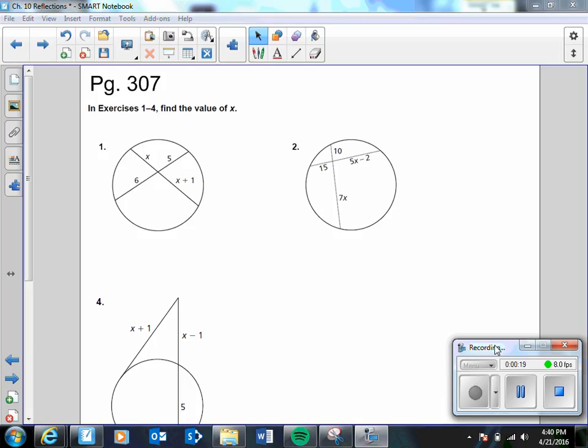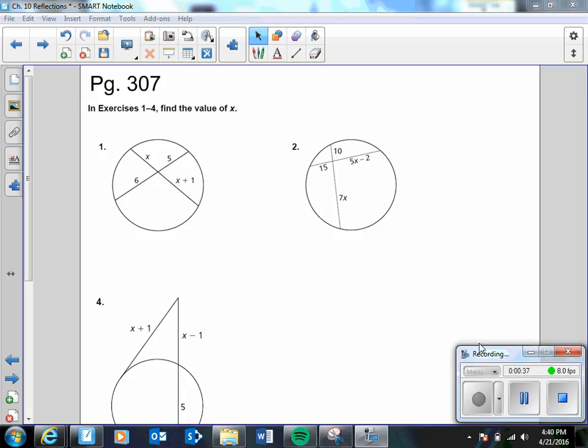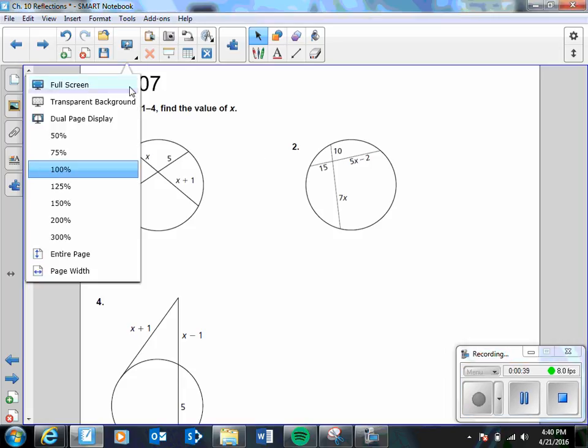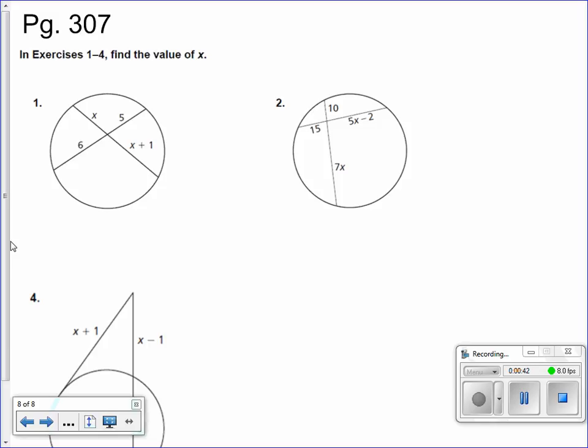That's fine. Go ahead and open up your journals to page 307 if you have not already. I initially was going to do numbers 1, 2, and 3, but we're actually going to do 1, 2, and 4 so that you don't have to factor as much. There's one problem that involves factoring, but it's easy factoring. Not so bad. So again, we're on page 307. We're going to do numbers 1, 2, and 4.